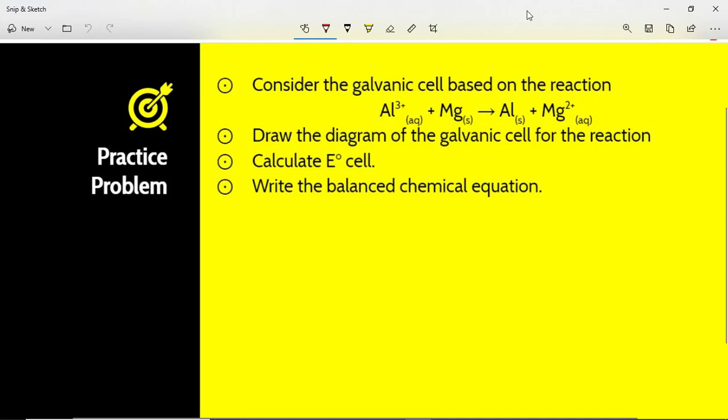So the first thing we need to do is take a look and figure out what's being oxidized and what's being reduced. Here we have Mg, and Mg is going from a 0 oxidation number to a +2. So that is losing electrons, and therefore Mg is being oxidized. So that's going to be at our anode. I'm going to draw this out. I claim to be no artist.